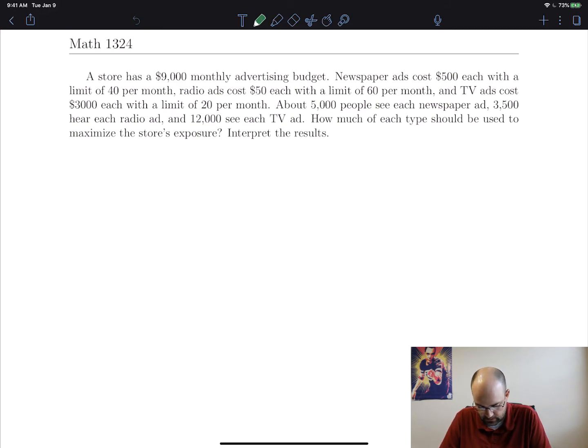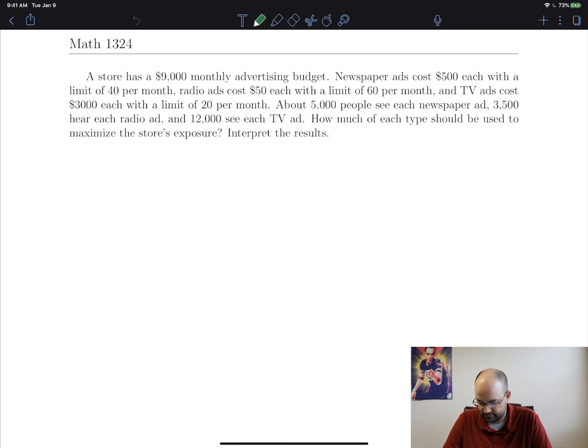Okay, so here it says a store has a $9,000 monthly advertising budget. Newspaper ads cost $500 each with a limit of 40 per month. Radio ads cost $50 each with a limit of 60 per month, and TV ads cost $3,000 each with a limit of 20 per month. About 5,000 people see each newspaper ad, 3,500 hear each radio ad, and 12,000 see each TV ad. How much of each type should be used to maximize the store's exposure?